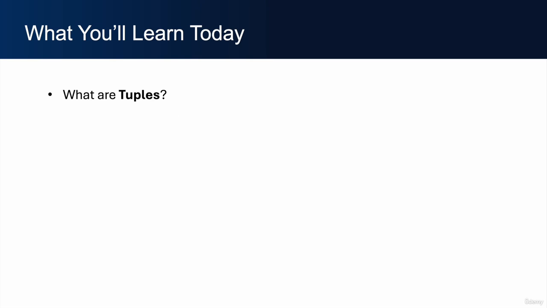A tuple is an immutable data structure in Python. Once created, its contents cannot be changed, added, or removed. So tuples are useful for storing a fixed collection of items. That's what you need to remember. Again, it's an immutable data structure, which means once it's created, its contents cannot be changed, added, or removed, and it's used for storing a fixed collection of items. Let's look at the syntax of a tuple.